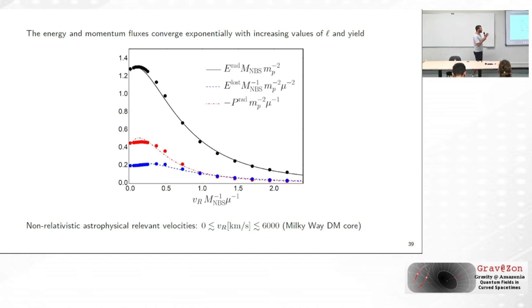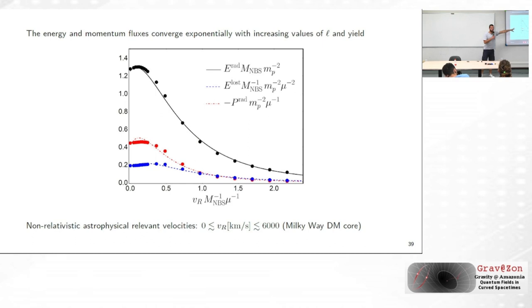And you can see here that there will be a certain amount of energy lost by the perturber for velocities we computed between zero and this number. That means more or less 6,000 kilometers per second. So these are all astrophysically relevant quantities if you want to do astrophysics with the center of the Milky Way, for instance.